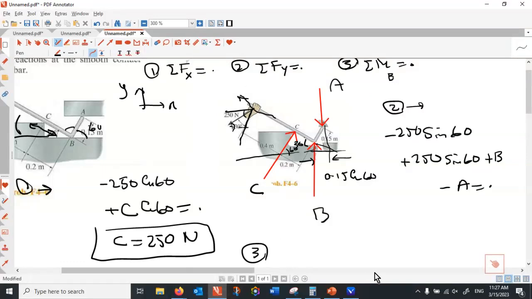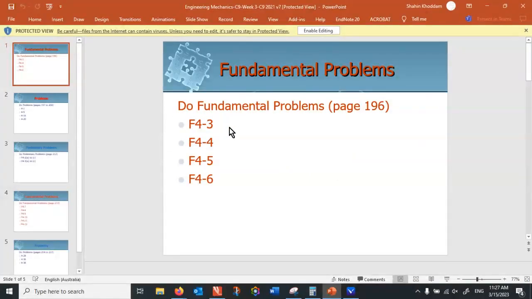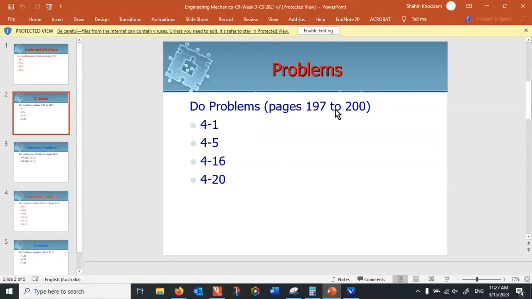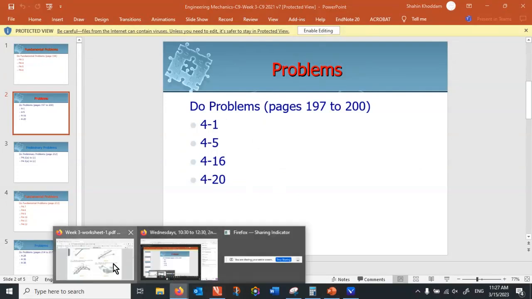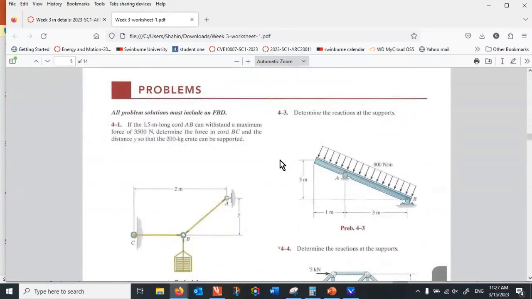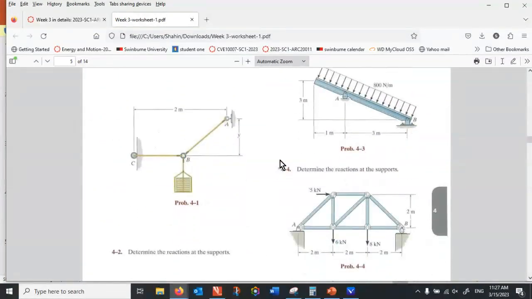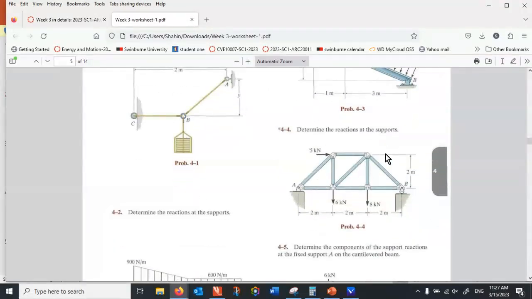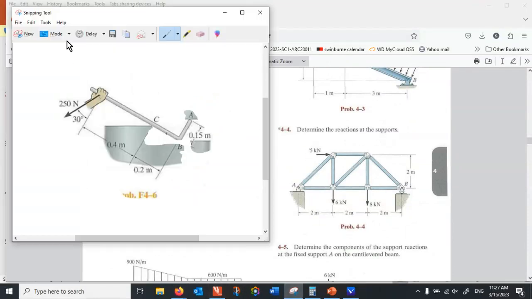So plenty of problems left to be completed. We go to page 197 to 200. Okay, you want the easy one, the difficult or medium, what do you want? Let's do 4. 4 is relatively medium to difficult.